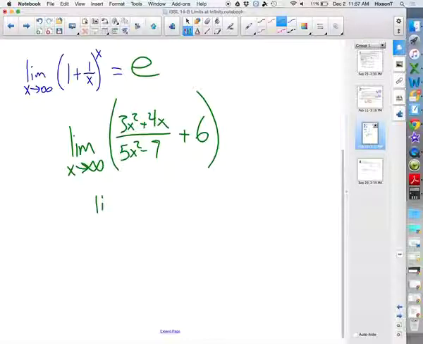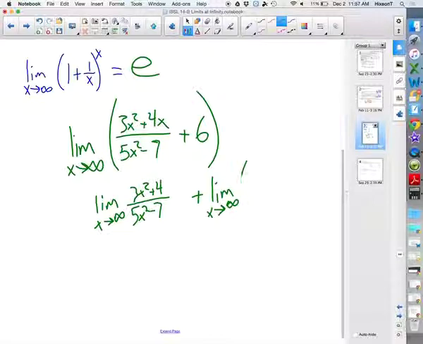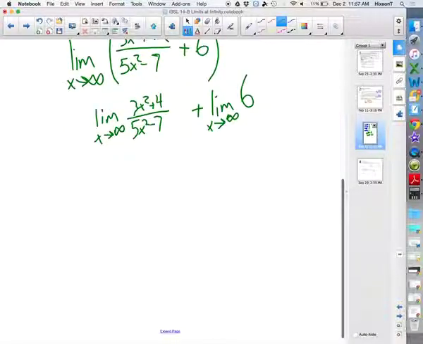So we could take the limit as x approaches infinity of 3x squared plus 4x over 5x squared minus 7, and add to that the limit as x approaches infinity of 6. And here's where you can use the rules that we've learned. Same degree, so like you said, we have 3/5 for that limit. The limit of a constant is the constant, so it's just 6 and 3/5. Okay?